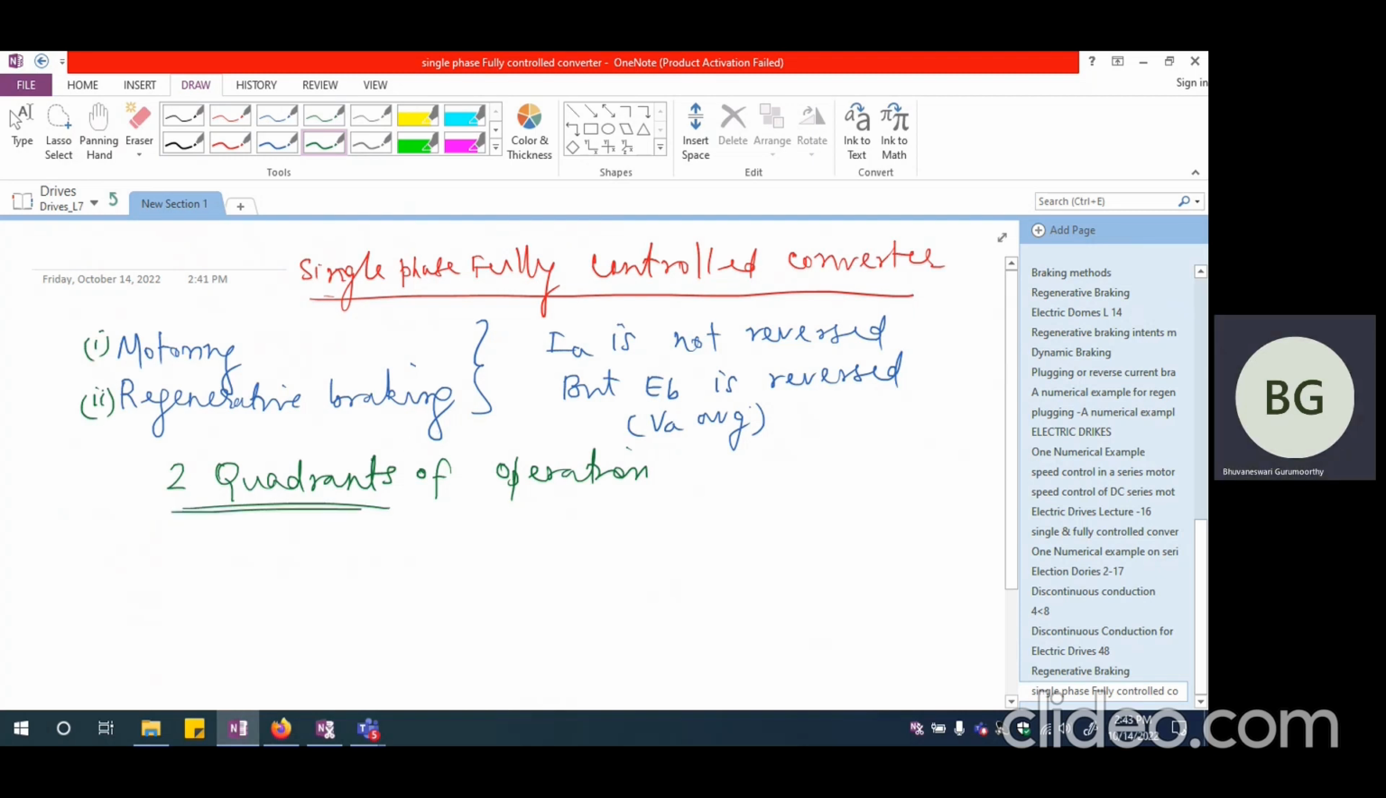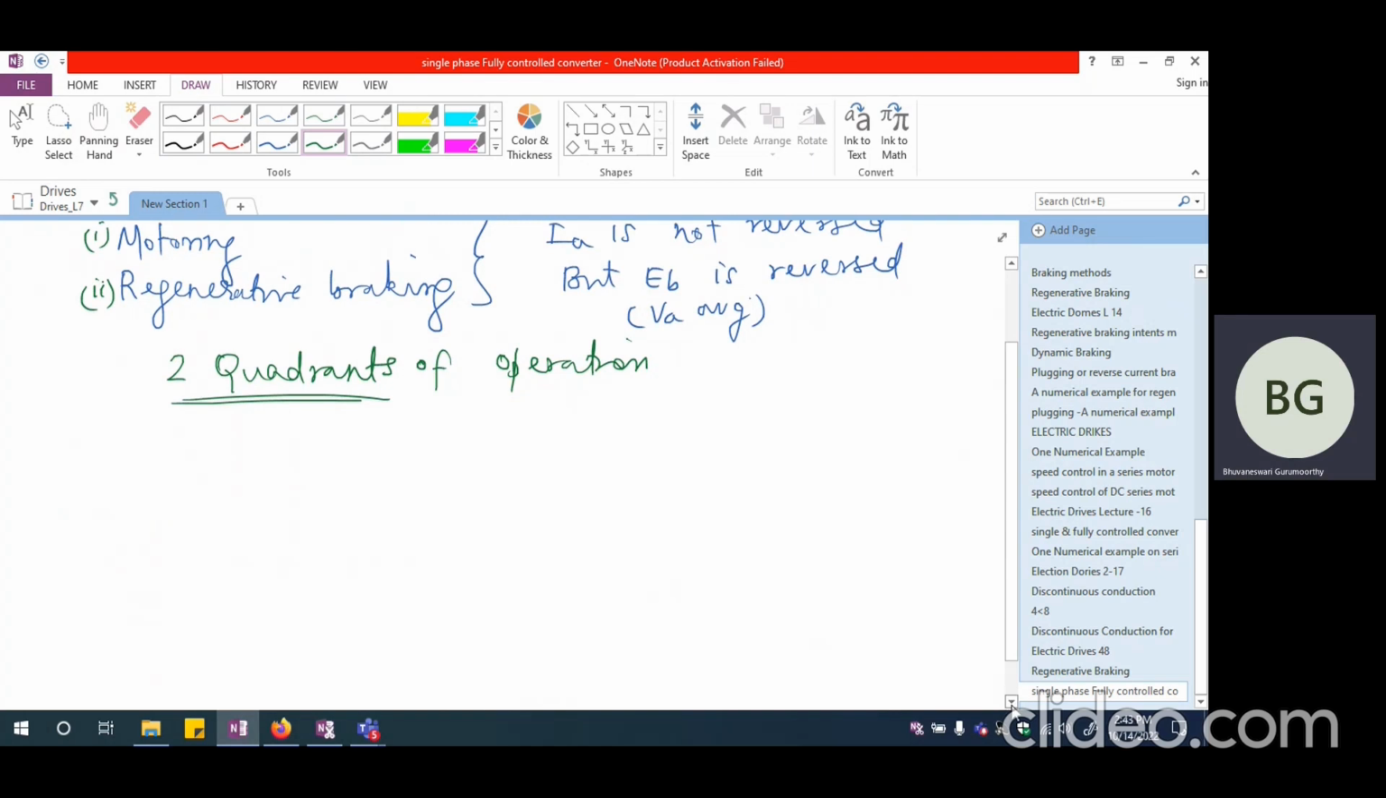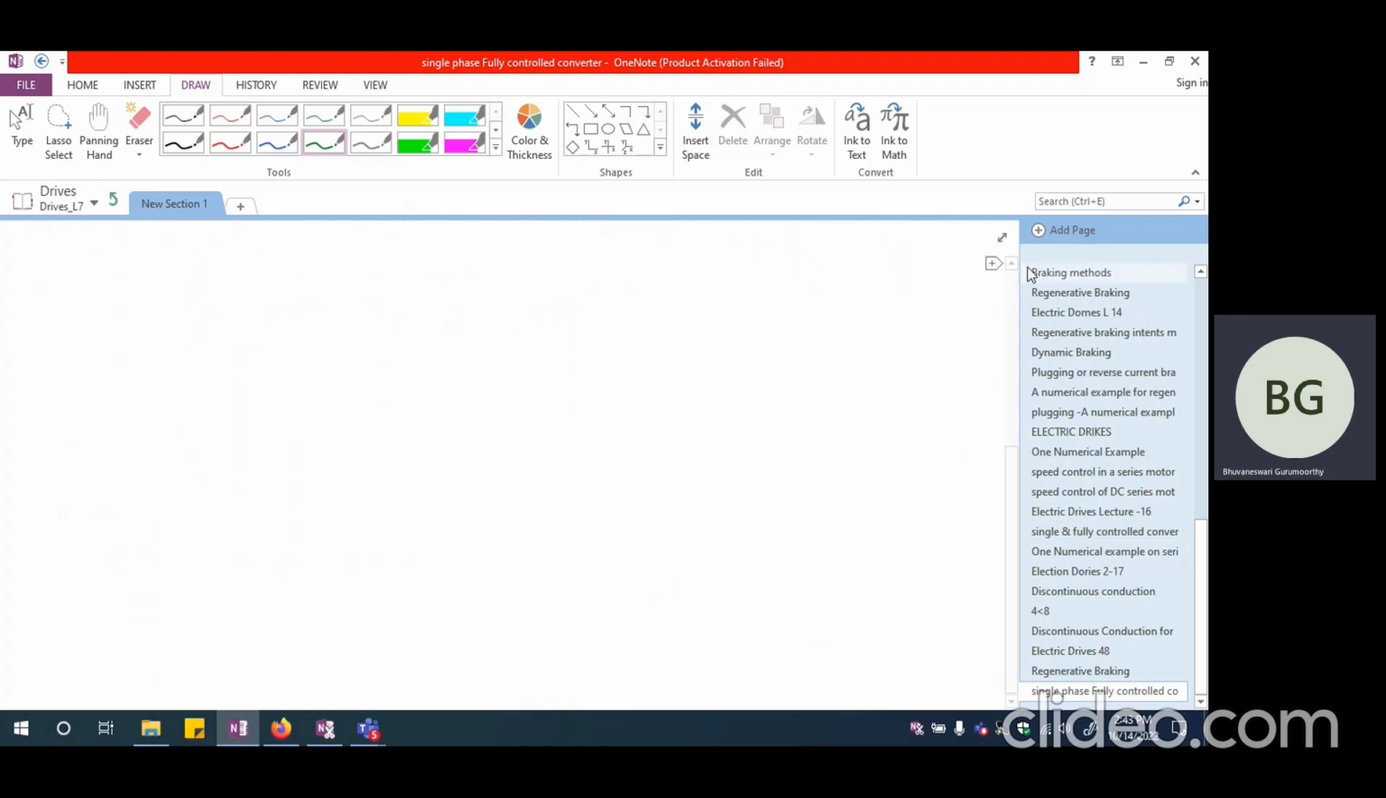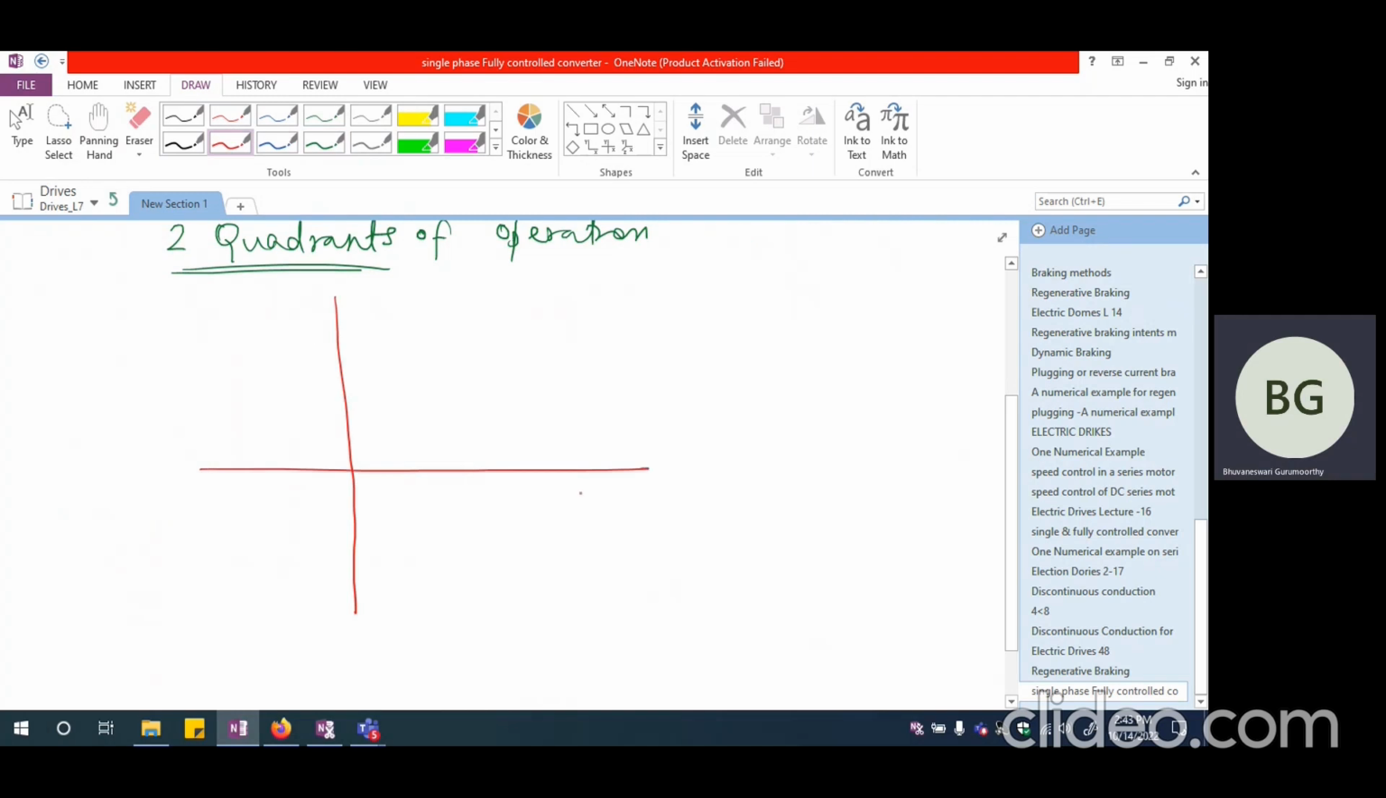Okay. Now let us try to complete the speed torque characteristics we had drawn earlier for the single phase fully controlled converter. So let me first of all draw whatever I had drawn earlier. So this is going to be TE, or in one sense IA. Both of them are synonymous with each other. They are proportional to each other because we are keeping excitation constant. And this is going to be omega, or indirectly it is going to be EB as well.